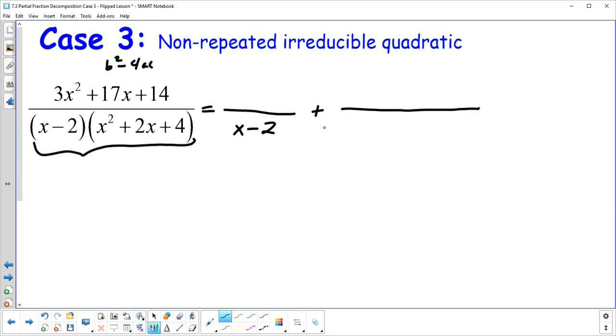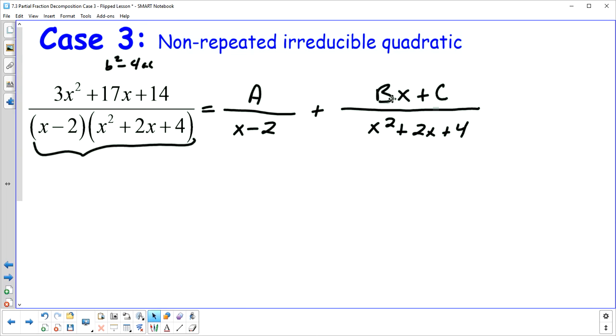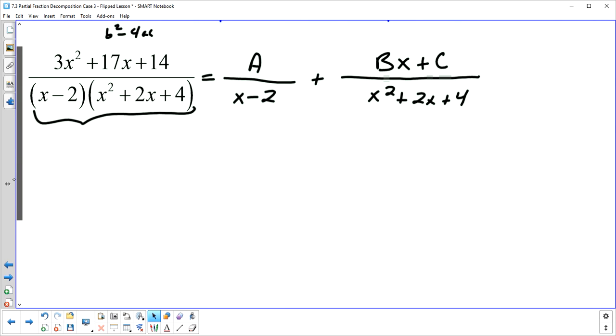One of them is x minus 2, and the other is x squared plus 2x plus 4. And now this is still a linear factor, so it works the same way as in the last two cases that we've talked about. We just need to have an a there. On the second one, since we have an irreducible quadratic, it's not going to be just b, because b could also have an x with it, or we could also have a constant. So we're going to write it as bx plus c. From here, our steps are exactly the same as we've done before.